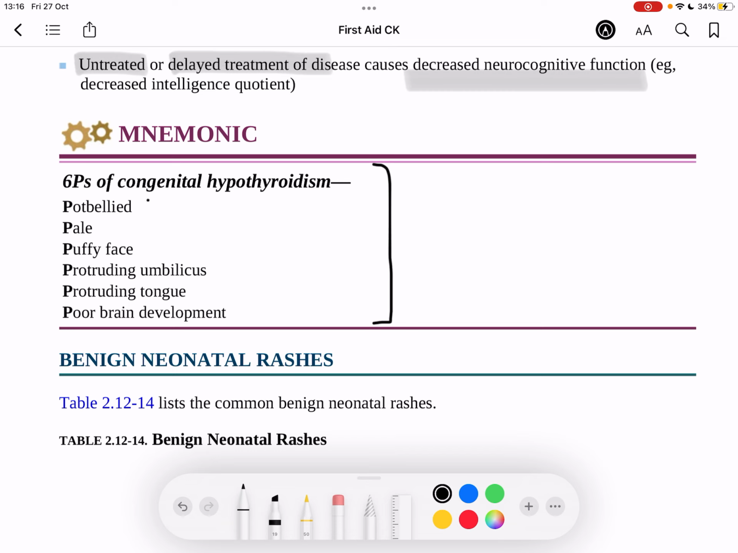Just looking at congenital hypothyroidism, we do have the 6 Ps, which are really nice to remember. Pot belly, okay, so the patient often has an enlarged belly, and they often have a protruding umbilicus. So I always think pot belly with a protruding umbilicus. It's kind of like two things that look alike, I guess. They are pale, they have a puffy face, which is a sign of hypothyroidism generally, even in adults. Protruding tongue, macroglossia, and poor brain development. All right? But if we give our testing early on, we find an elevated TSH, we give levothyroxine early on, we can prevent this from happening.